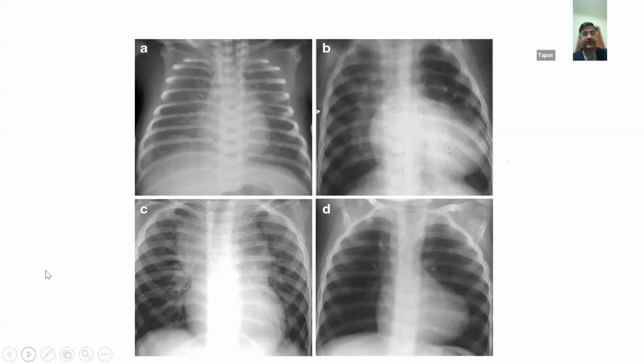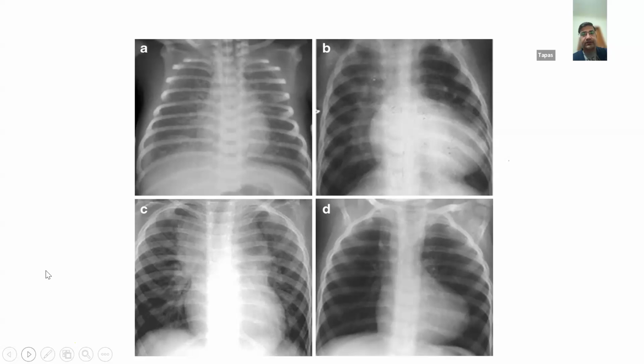What can you see in the third X-ray? Supracardiac TAPVC. Correct. You can see the cardiomegaly, and you can see the figure of 8 appearance classically seen in babies with supracardiac TAPVC. What is the last X-ray?